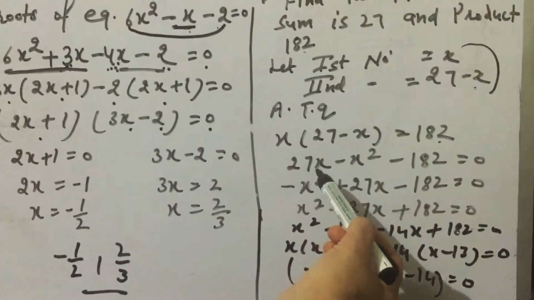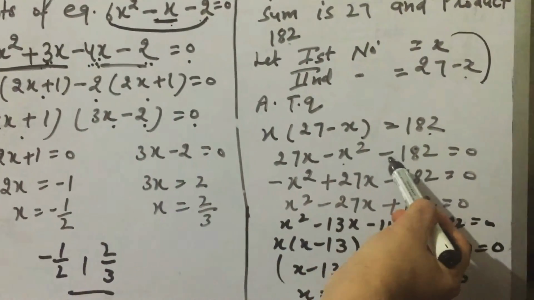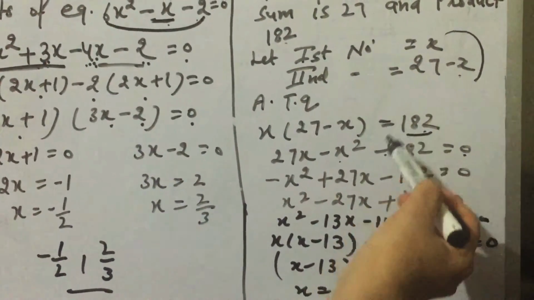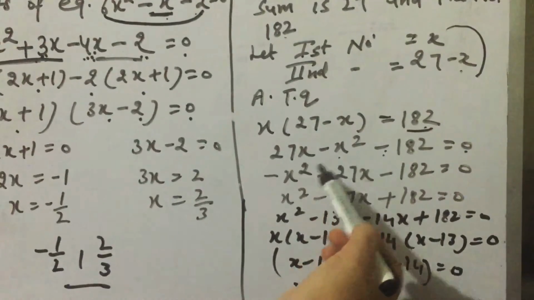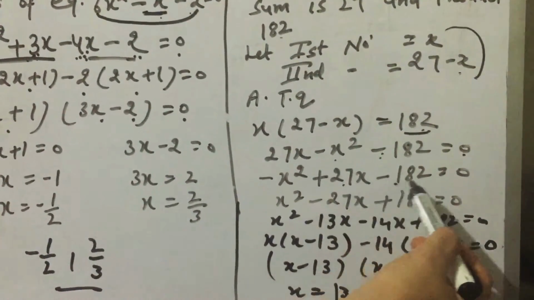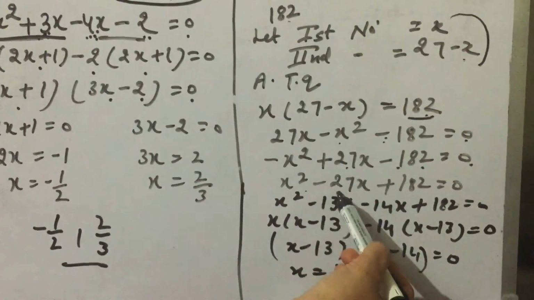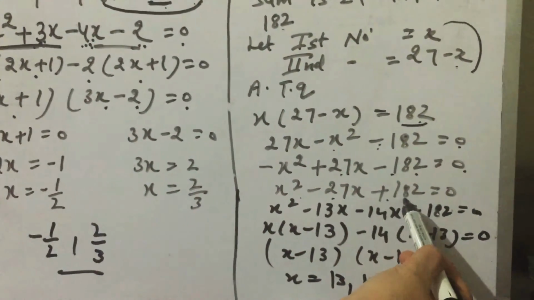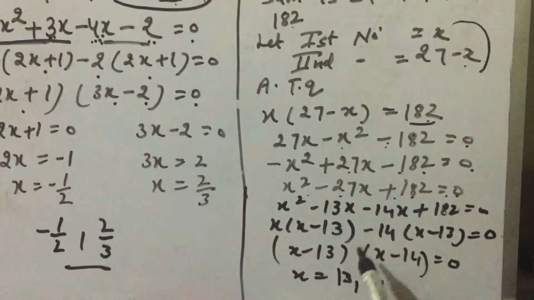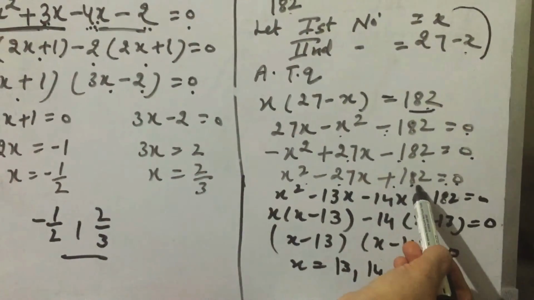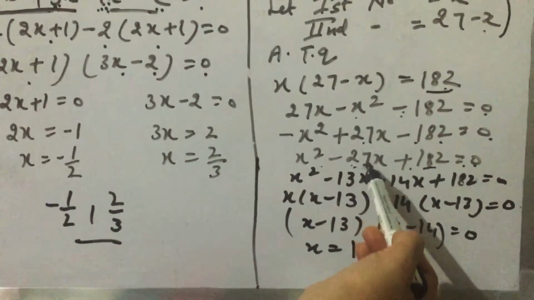Open the bracket, 27x minus x square equals 182. We have changed the position, then it will be minus 182. Now minus x square plus 27x minus 182 equal to 0. Take minus as common. We get x square minus 27x plus 182 equal to 0. By mid-term splitting, we have to solve it. We have to find two factors such that if we multiply, we get 182, and if we add, we get 27.